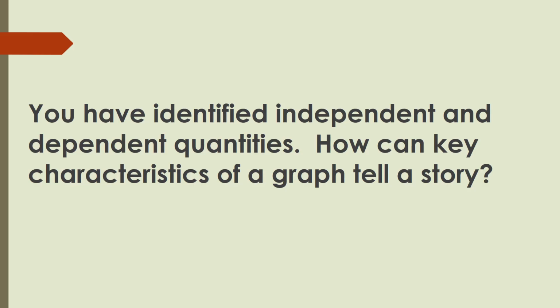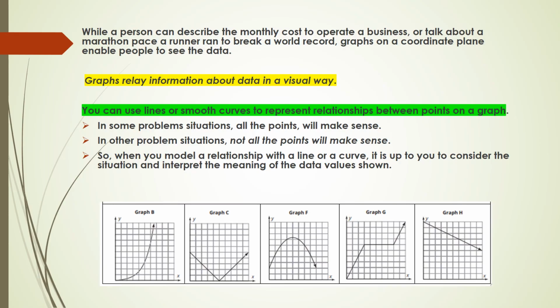Now, so far you have identified independent and dependent quantities. How can key characteristics of a graph tell a story? Think about it and pause me while you think. Think about the old saying, a picture's worth 1,000 words. Well, a graph is the same way. It is a visual image.